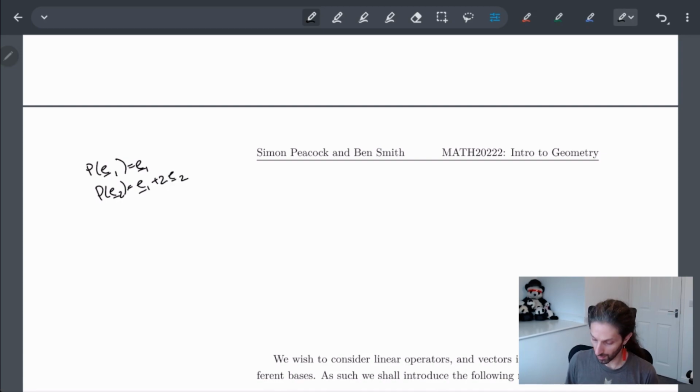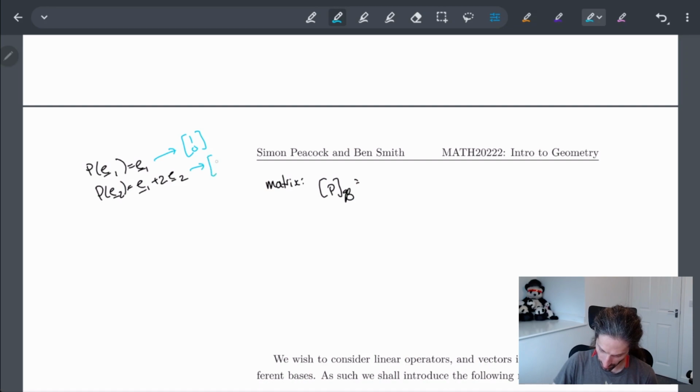Okay. So first we want to ask what's the matrix? This is just P given our basis B. And again, these are column vectors. So this one is the column vector 1, 0, because we have one E1 and no E2s. And this was the column vector 1, 2, because there's one E1 and two E2s. So this gives us 1, 0, 1, 2. Easy, done.